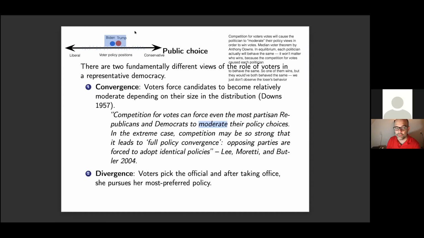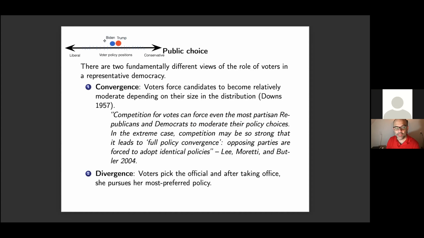It doesn't really matter who wins. That's the way I usually think of it. Doesn't matter who wins because they're each going to behave exactly the same, right? Let's put them back. Versus divergence. In divergence, voters are picked. So we'll say that Biden wins, Trump loses, Trump's gone, and Biden just continues to behave the way that he would have behaved anyway.